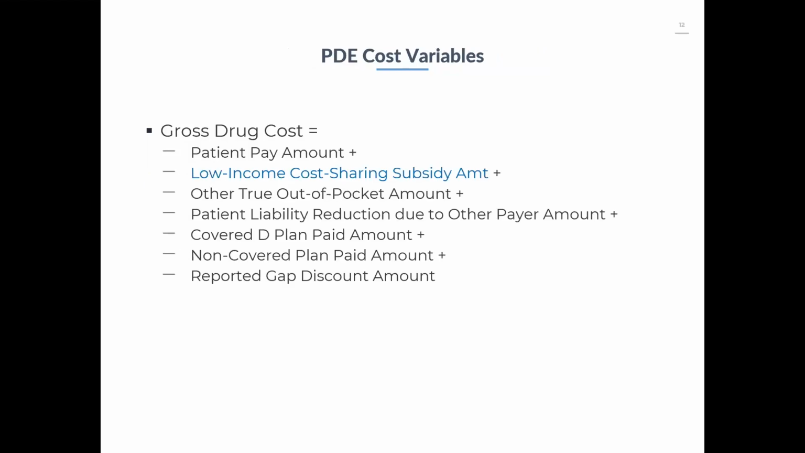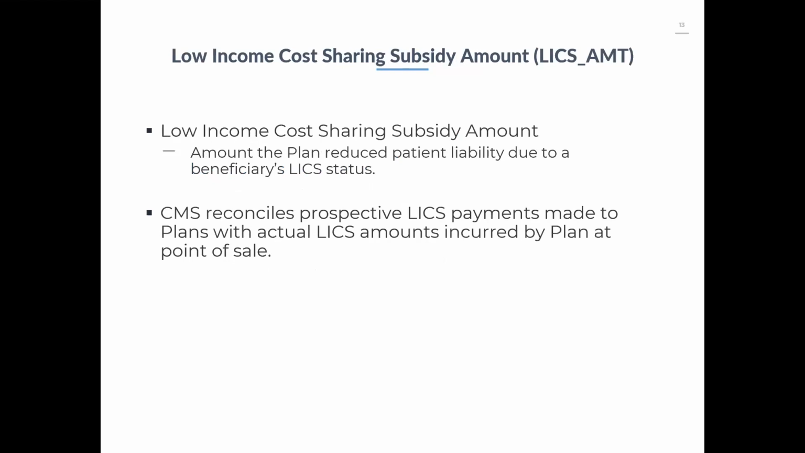So next we will move on to the low income cost sharing subsidy amount. That's the LICS amount. So there's a variable in the PDE data that will tell you how much LICS covered. Again, this is going to show you the amount that the LICS paid, or in another way to put it, the amount that the plan reduced patient liability due to a beneficiary's LICS status. CMS reconciles prospective LICS payments made to plans with actual LICS amounts incurred by the plan at the point of sale.